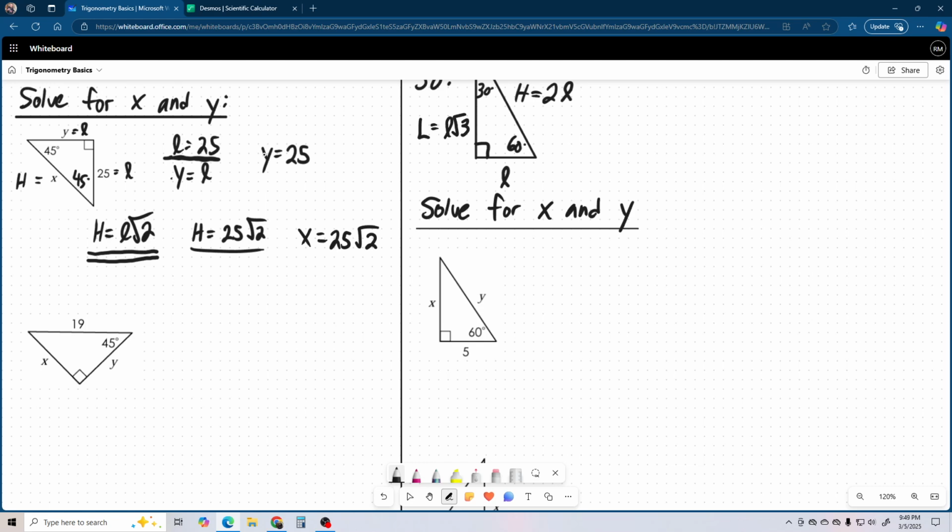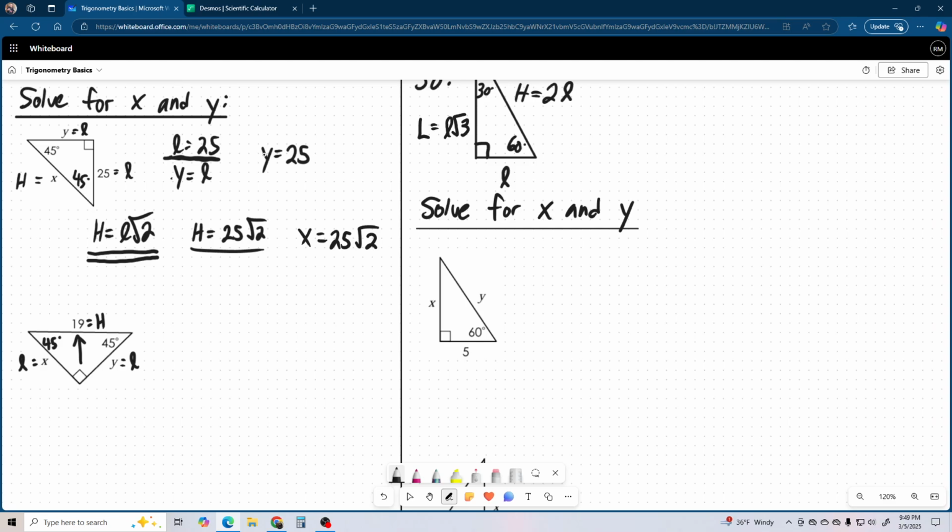All right, so let's go and jump into this. So first of all, identify our parts. All right, we have 45 degrees here. Now, you'll notice that in this case, we have the hypotenuse at the beginning, right? Our hypotenuse is 19, y equals a little leg, x equals a little leg. They didn't really give us any easy little legs like they did last time.